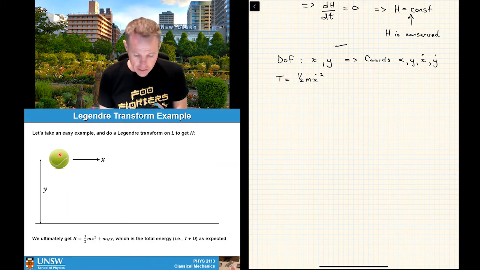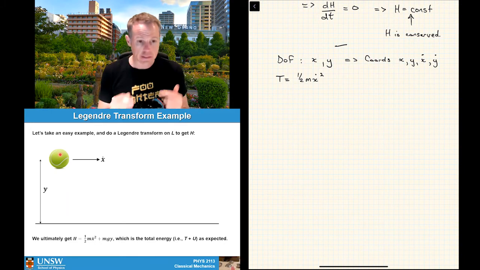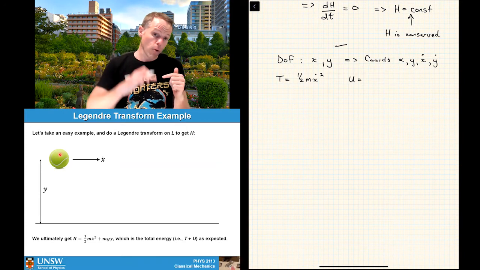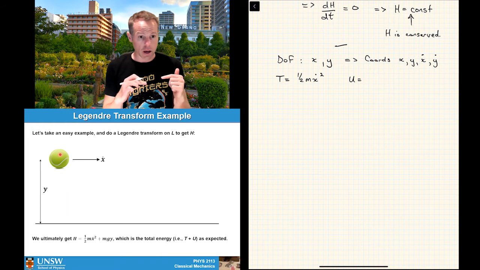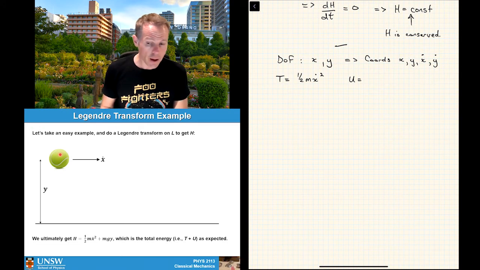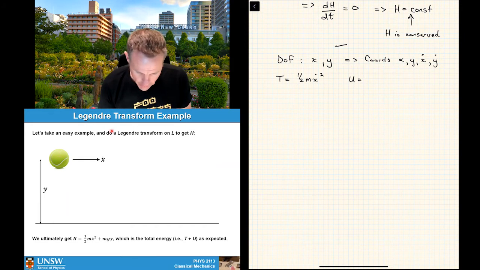And our potential energy is going to be entirely just the gravitational component here. And it's going to be given by mass times gravity times the height above whatever our reference level is for our gravitational system, which we've set our 0 just here for this. So it's now going to be mgy.